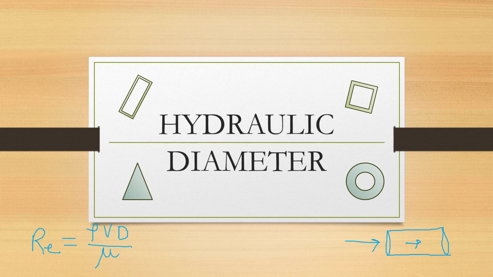So now the question arises: how do we write the Reynolds number in case of a non-circular pipe? In case of a non-circular pipe, we will just replace this diameter by the hydraulic diameter. So we will write the Reynolds number as density times velocity times, in place of diameter, the hydraulic diameter, Dh, divided by the dynamic viscosity. This is the formula for the Reynolds number in case of a non-circular pipe.